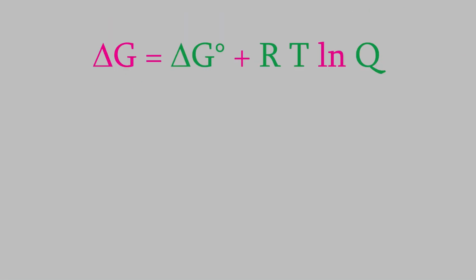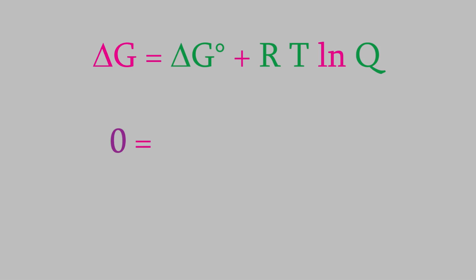But there's another useful thing we can do with this equation. It turns out that if we know the standard Gibbs free energy for a reaction, we can figure out its equilibrium constant, or vice versa. Here's how. As you might recall, at equilibrium the Gibbs free energy is equal to 0. So if the reaction is at equilibrium, we can set the left side of this equation equal to 0.